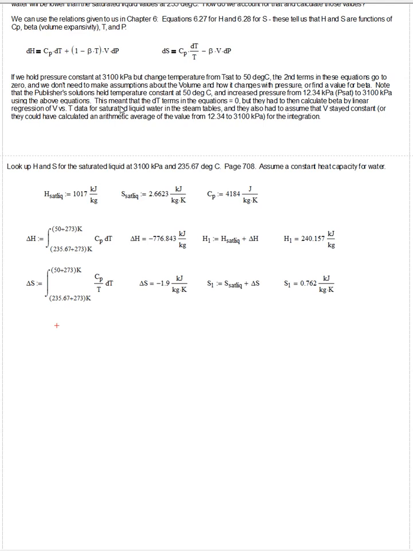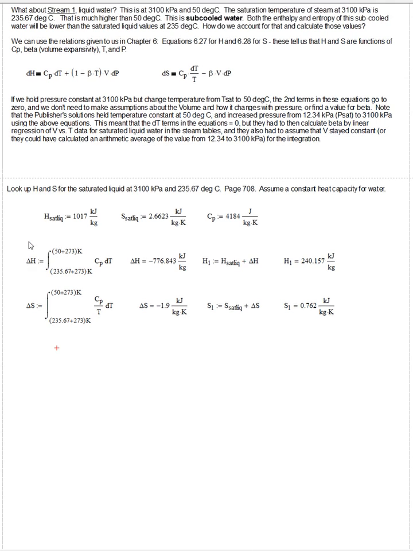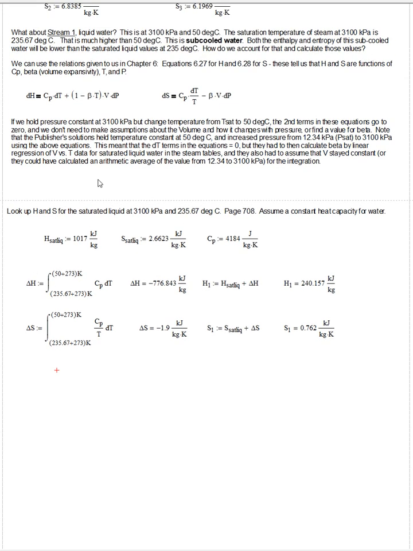Now I've got a couple of sentences up here. If you look at the publisher's solutions, they do this differently, and I think it's a more complex method. You can read through this, but what they do is they hold the temperature constant and change the pressure. So they go to the saturated steam tables and look up 50 degrees C, and by the way, the saturation pressure at 50 degrees C is 12.34 kilopascals. That's really low, right?